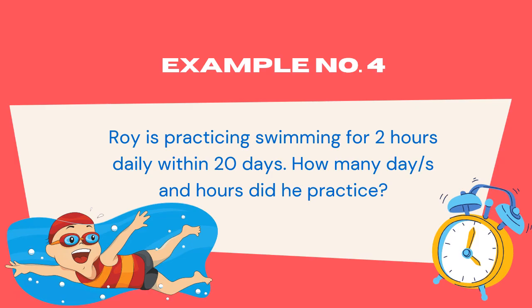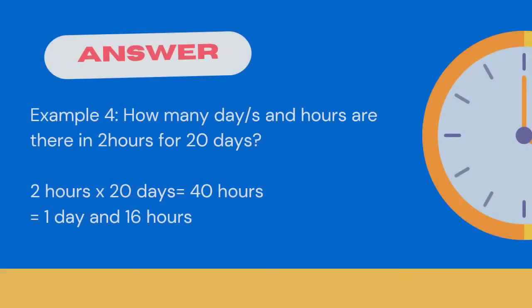Let's try another problem. Roy is practicing swimming for 2 hours daily within 20 days. How many days and hours did he practice? To answer the given problem, we need to identify how many hours there are in 2 hours for 20 days. 2 hours times 20 days is equal to 40 hours. Let's now convert 40 hours into days. Since there are 24 hours in a day, 40 hours is equal to 1 day and 16 hours.